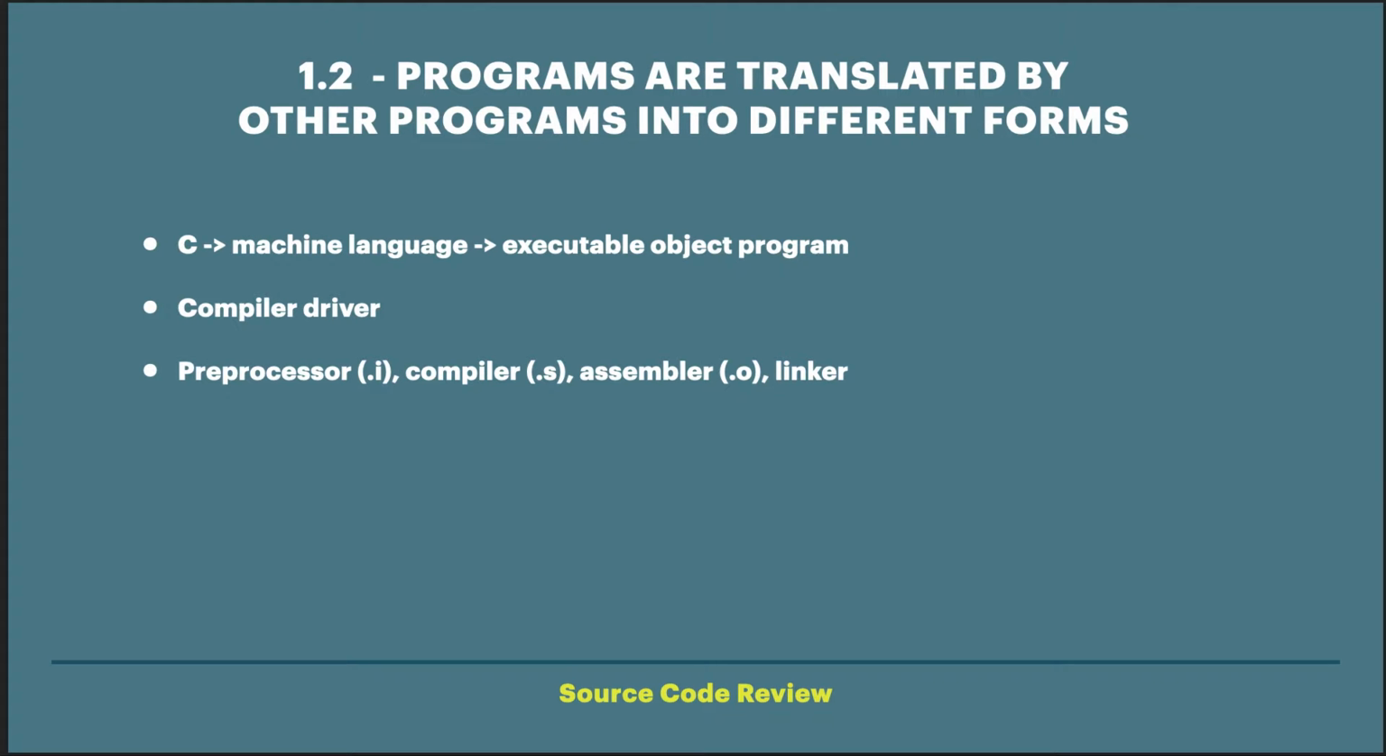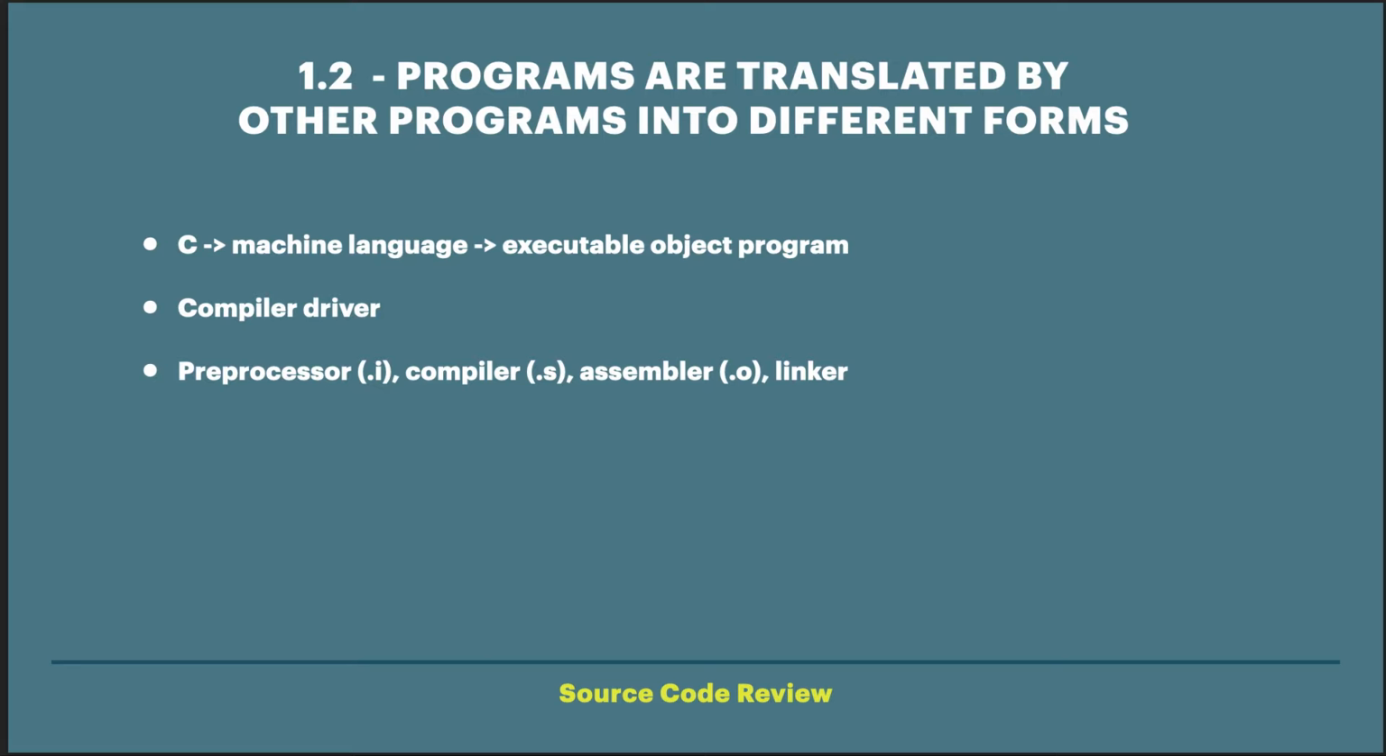Section 2, programs are translated by other programs into different forms. Now, the language used in this book is the C programming language. So of course we're going to be going over how C is compiled and not other programming languages. So the basics is C, a programming language, that's a text file, right? It's written in characters in these programming constructs with while loops, for loops, etc.